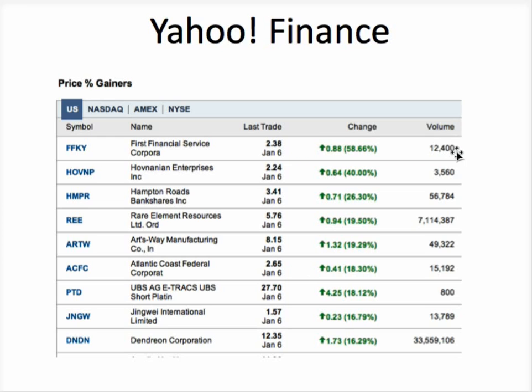Only 12,000 shares traded that day. That's not enough for me. This is liquidity: 7 million shares traded on the day, and 33 million shares traded on the day for this one. So this is what I look for.